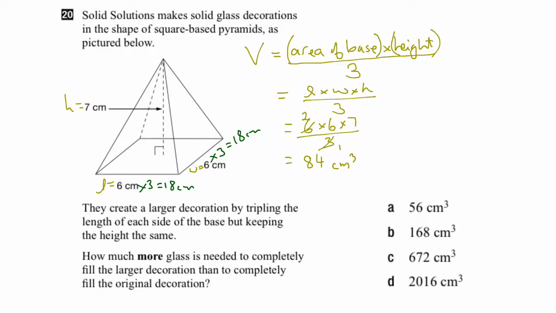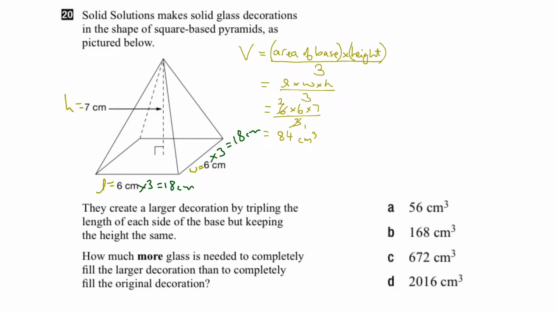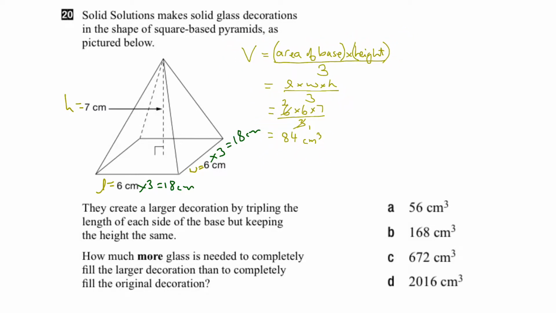Okay, let's move that over a little bit so we have a little bit more room to work with here, and I'll just shrink it down a bit. So the volume of the larger shape, I'll call it V2 here, would still be the length times the width times the height, all divided by 3. But our length now is 18 centimeters, our width is 18 centimeters, and our height remains the same at 7, all divided by 3.